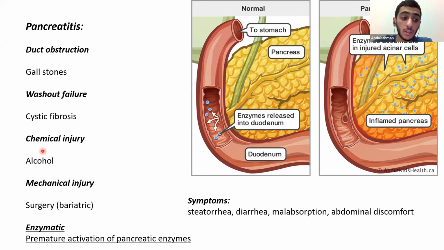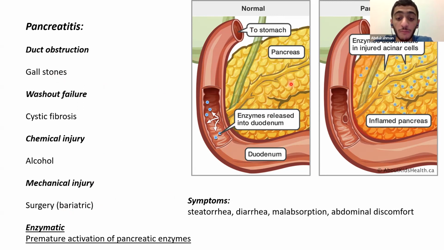It could be due to chemical injury, such as alcohol, or washout failure due to cystic fibrosis. Because cystic fibrosis is basically a deficiency in the CFTR receptor, and the CFTR is responsible for taking the chloride outside. So if we can't regulate the chloride and the bicarbonate, then we're not going to have the release of bicarbonate. So we're going to have acidity in the pancreas, which is going to lead to pancreatitis. It could be gallstones or obstruction in the pathways or the ducts, or it could be a surgery, any type of surgery that could lead to an inflammation in the pancreas.